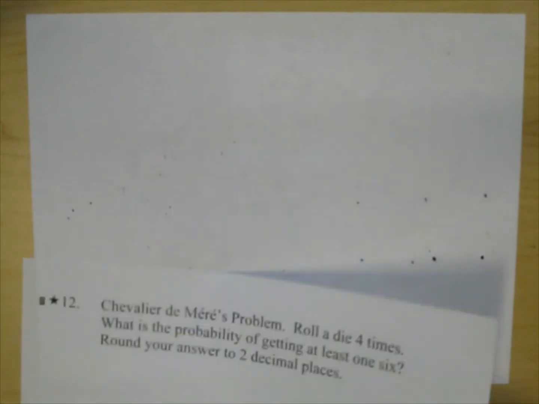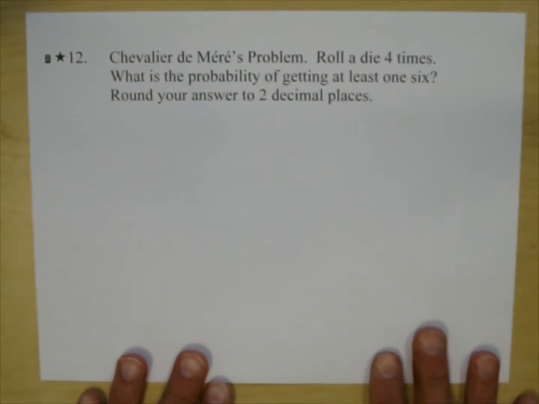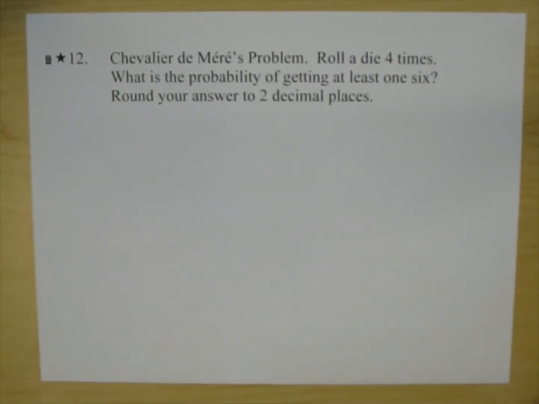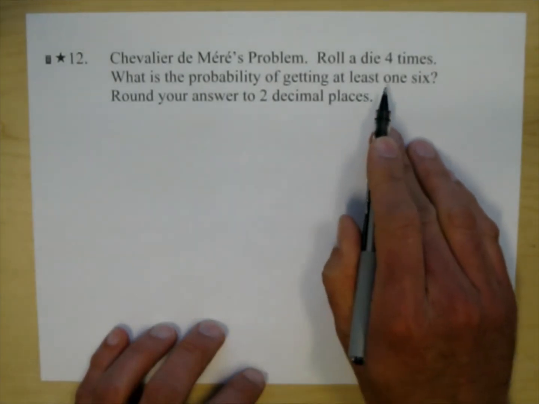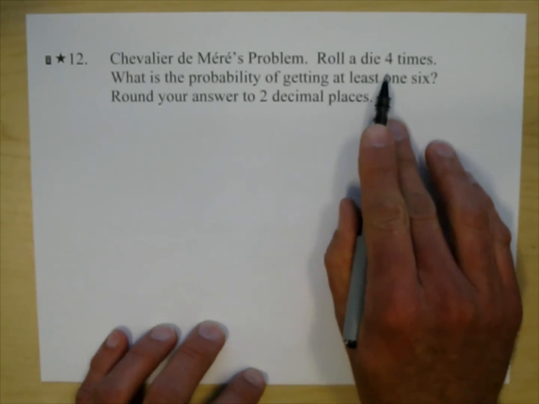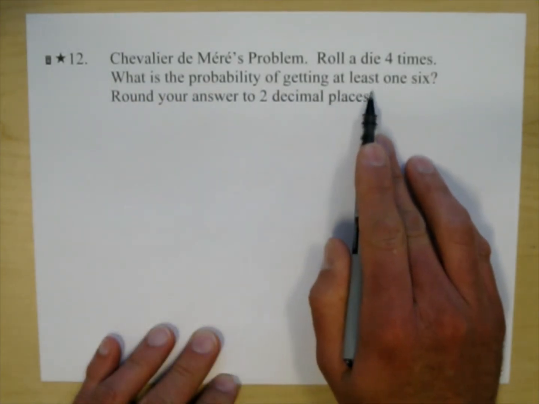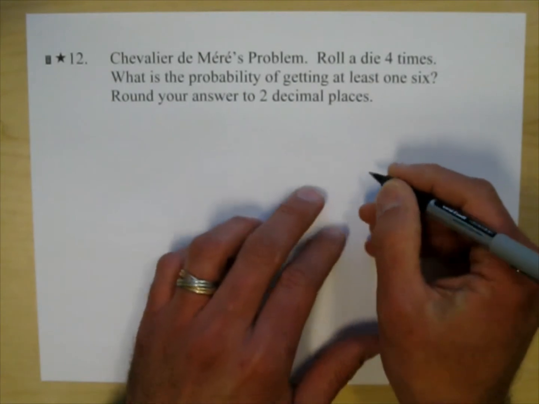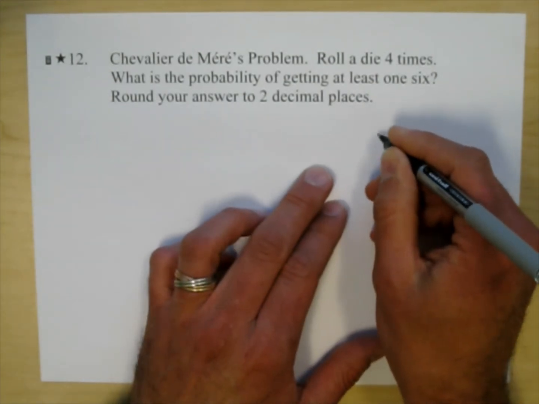another problem. So before we get to the puzzles, this is our last problem, and it was actually our first problem that we did in probability. I kind of introduced de Méré's problem to you. He was the gambler, and he couldn't get this problem done. We're going to roll a die 4 times. What is the probability of getting at least one 6? Round your answer to 2 decimal places.